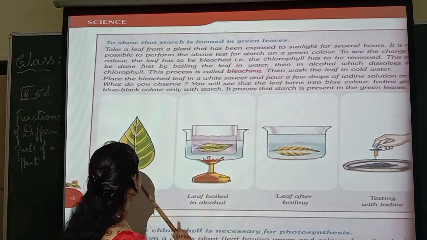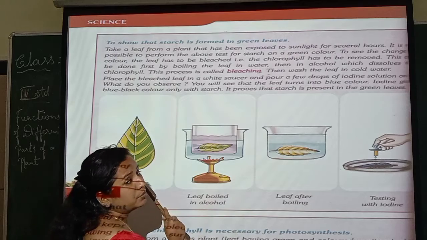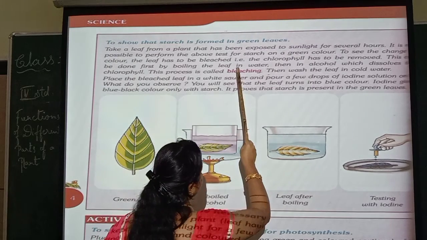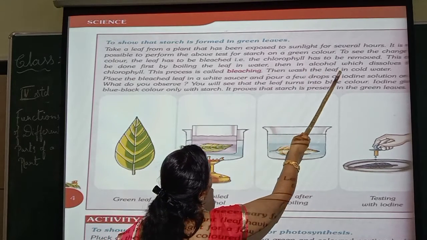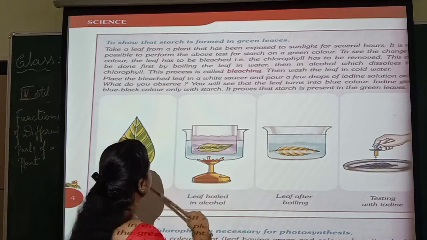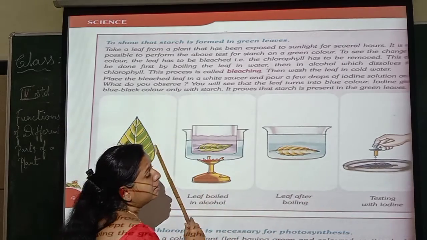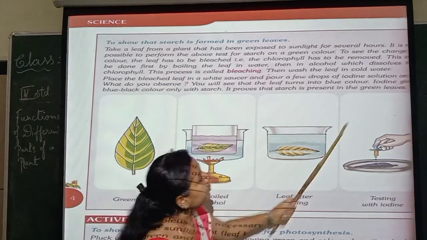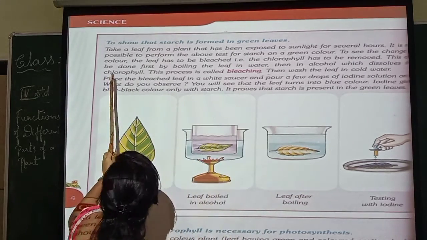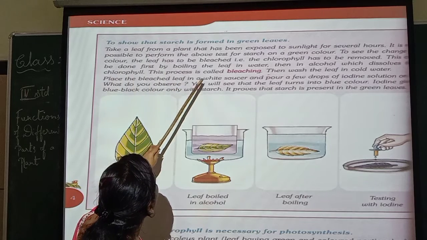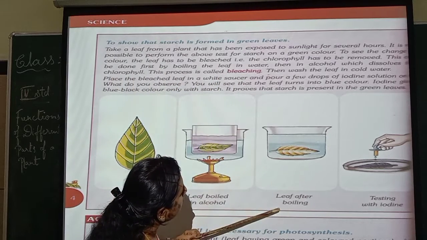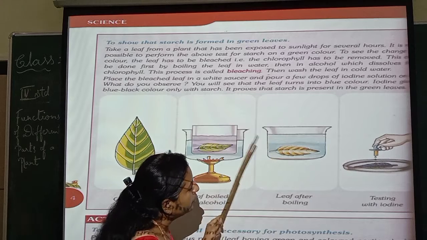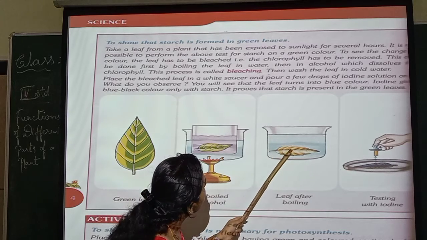First, the leaf has to be bleached. This color should be gone. That is, the chlorophyll has to be removed from the leaves. This green color is called chlorophyll. This is done first by boiling the leaf in water. First, you have to put the leaf in the boiling water.